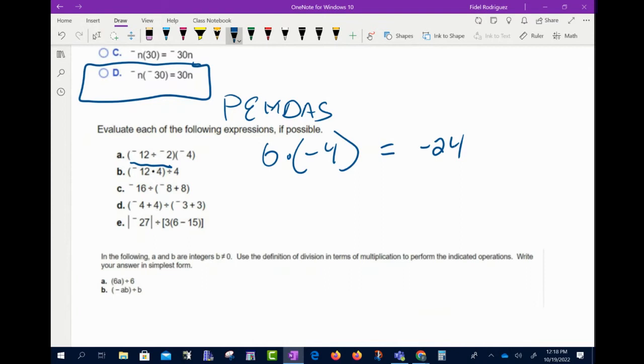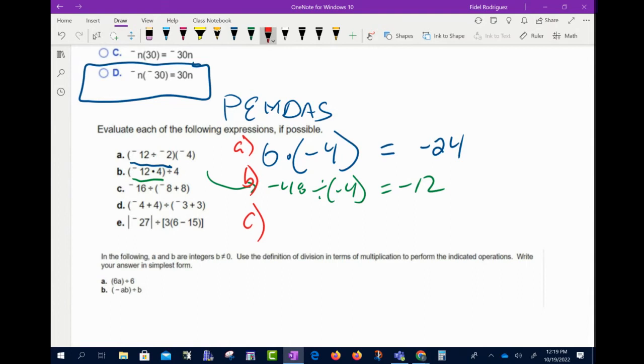All right, for part B, I'm going to do it exactly the same way. I'm going to do what's in my parentheses first. 12 times negative 4 is going to give me a negative 48. And then I'm taking negative 48, y'all, and we are dividing that by a negative 4. That's going to give me a negative 12. This is part A. This is part B.